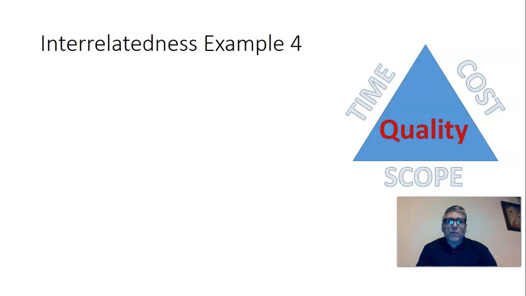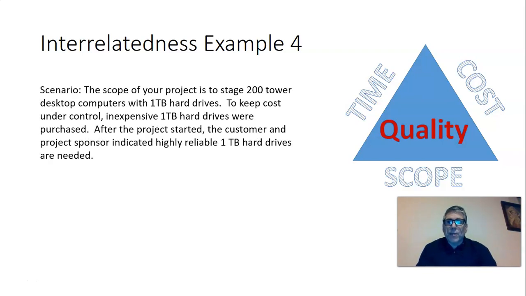Interrelatedness example number 4. In this scenario, the scope of your project is to stage 200 tower desktops with 1 terabyte hard drives. To keep costs under control, inexpensive hard drives were purchased, and that was all part of the initial plan for the project. After the project started, the customer and the project sponsor indicated that they need highly reliable 1 terabyte hard drives instead of the inexpensive ones. And typically, the better the reliability, the higher the cost.